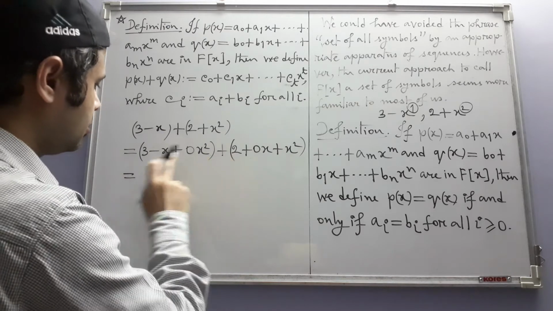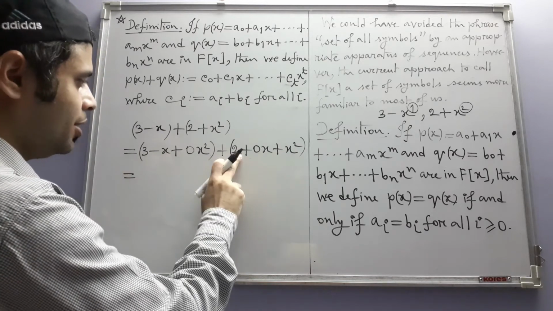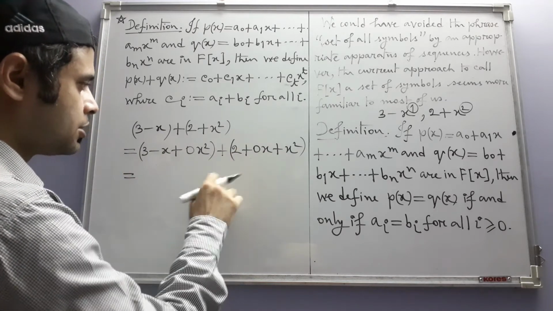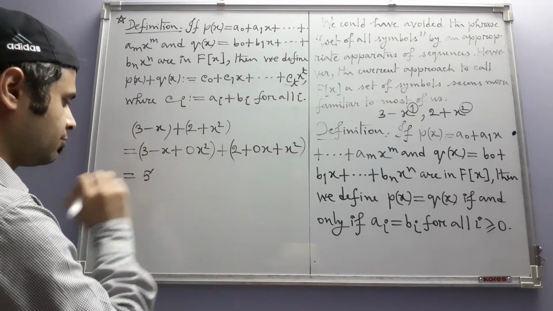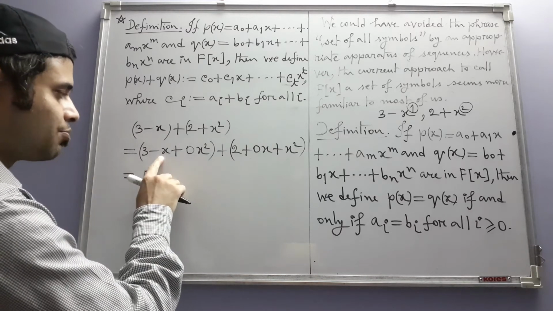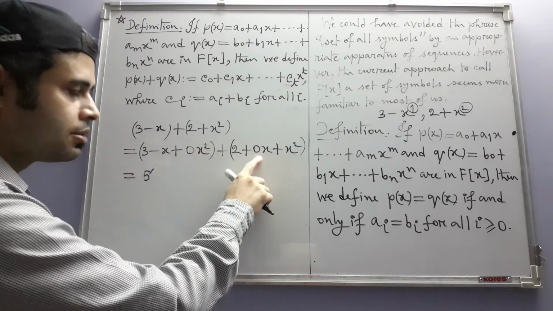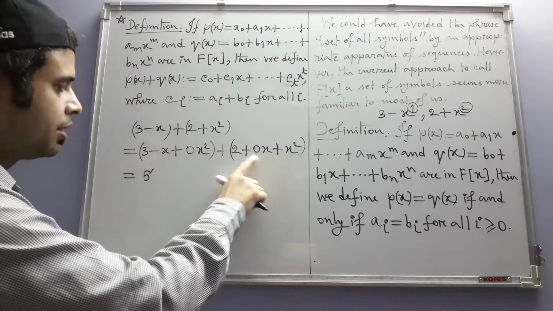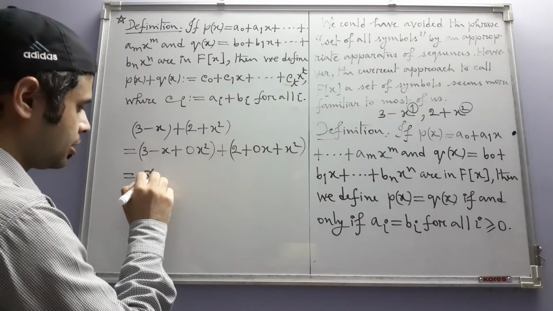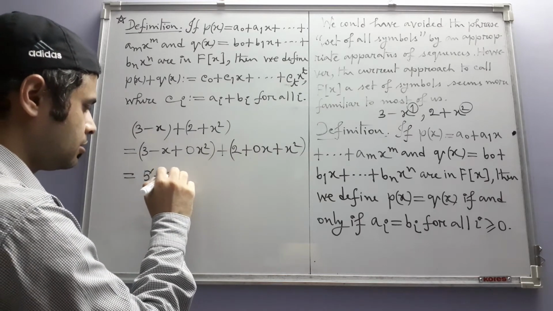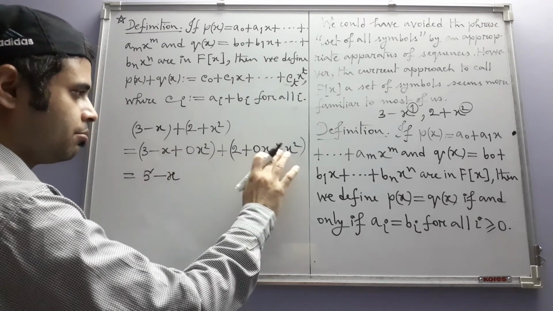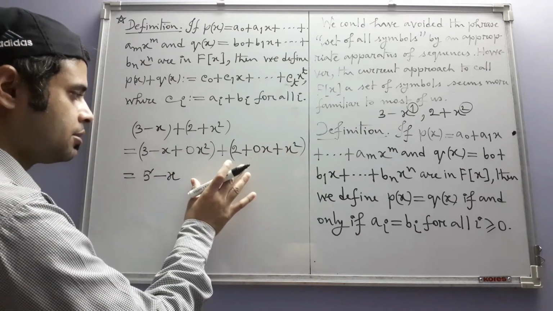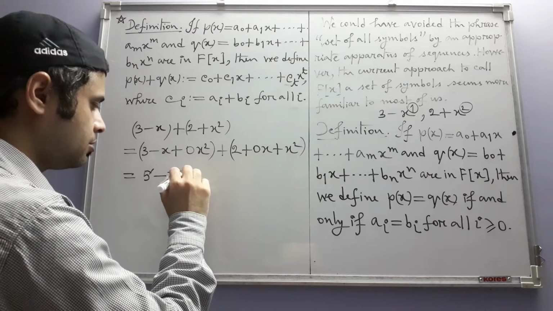So here a0 is 3, b0 is 2. So c0 will be a0 plus b0, so that is 5. a1 is minus 1, b1 is 0. So c1 will be minus 1 plus 0, that is minus 1, so that is minus x. a2 is 0, b2 is 1. So c2 is 0 plus 1, that is 1.